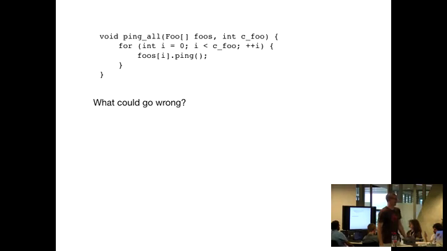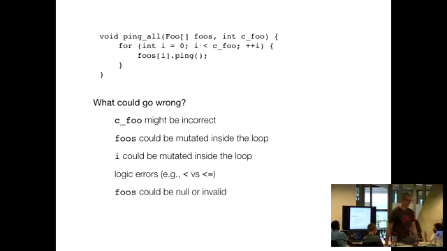What could go wrong? So that length might just be wrong, right? Who knows who's calling this function, right? There's nothing that says they're going to get this right. The array could actually be mutated inside the loop. We could be adding something onto the end, or taking something away, or changing things, or what have you. The counter variable could be mutated. I mean, that would be an obvious error in a simple loop like this, but in more complicated loops, especially if you're mutating the thing you're iterating over, then it's kind of common to mutate the counter.